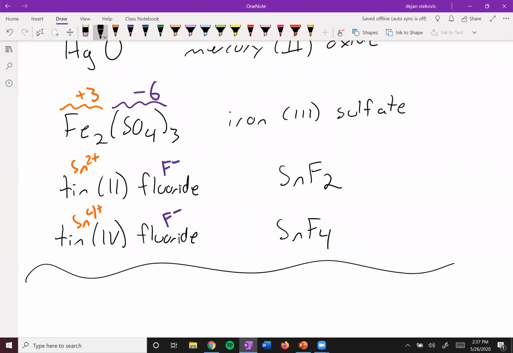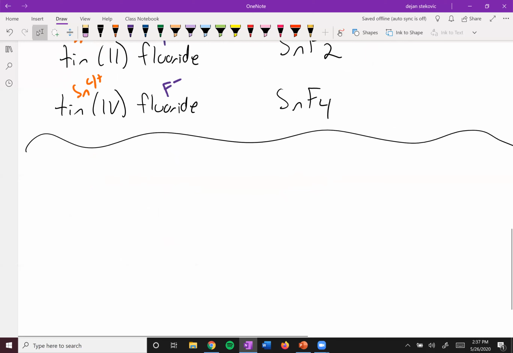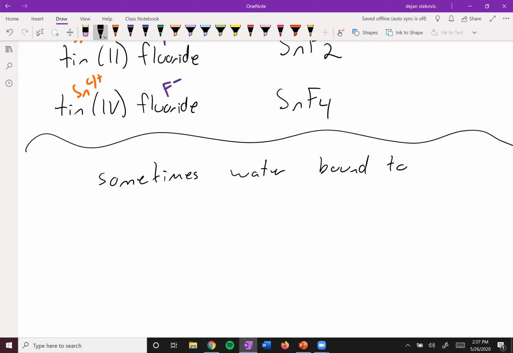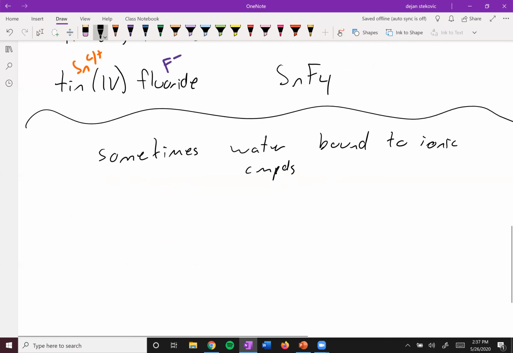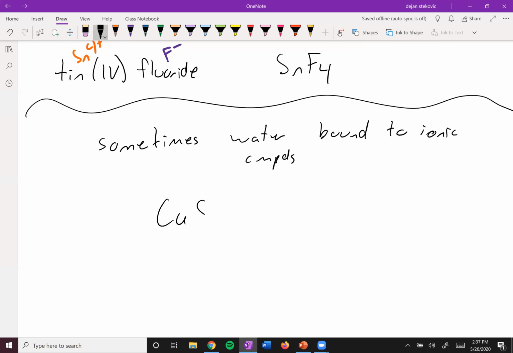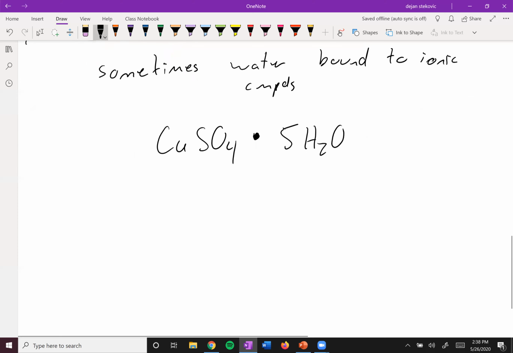And if there isn't enough already, it gets a little bit more interesting. Sometimes there's water bound to ionic compounds. And we need to symbolize that. So for example, copper sulfate, copper(II) sulfate could be like that. And then there could be some waters not directly bonded to the compound, but just kind of hanging around. And so the way this is shown is it gets this fat dot and then however many waters there are. So in this case, there's 5 of them, and then water's H2O, so 5H2O.